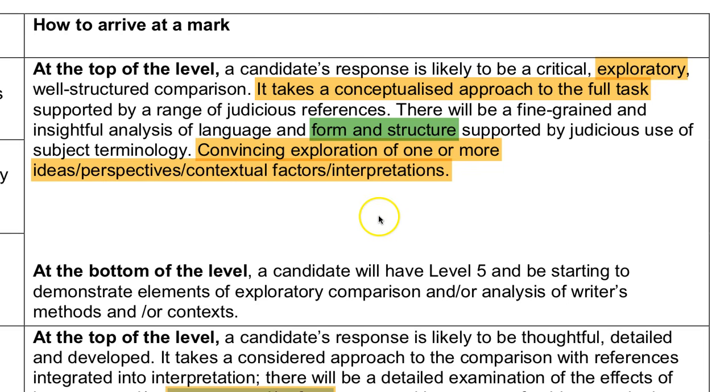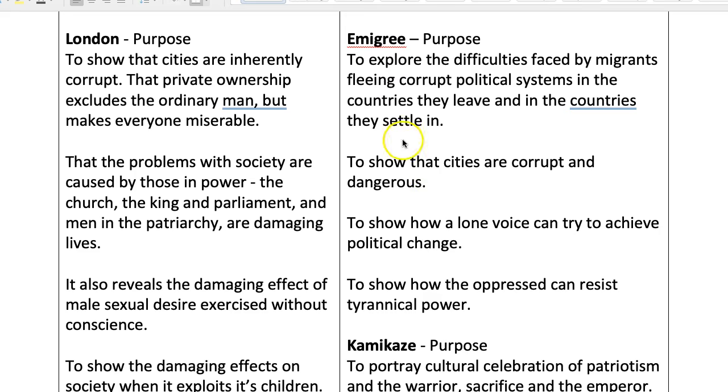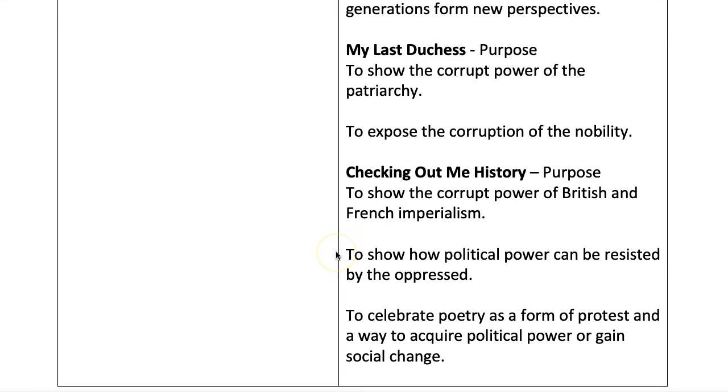Now let's go back to the mark scheme, because we have to be tactical. The mark scheme wants me to write about the form and structure of the poems, so any comparison that makes that easy is going to be the comparison that I favour in the exam. So even though Emigree was my personal favourite and my go-to instinct in the exam, the mark scheme says it's a no-brainer. I've got to change to Checking Out My History, because it's going to be much easier to write about form and structure in that one. And that's why I'm going to make a separate form and structure video for you.